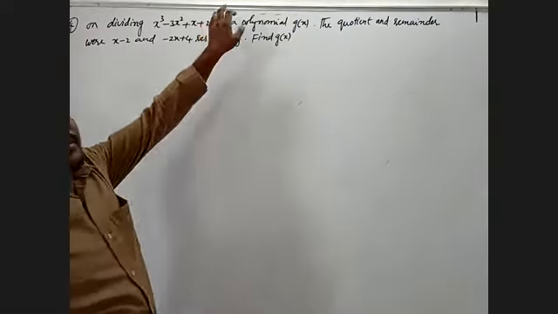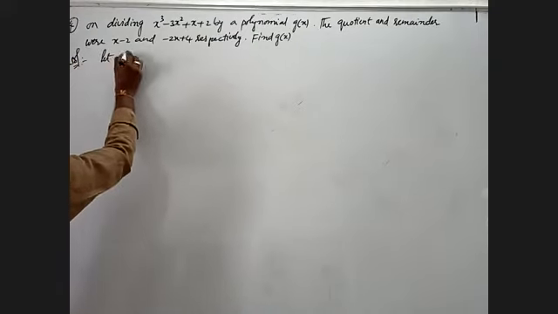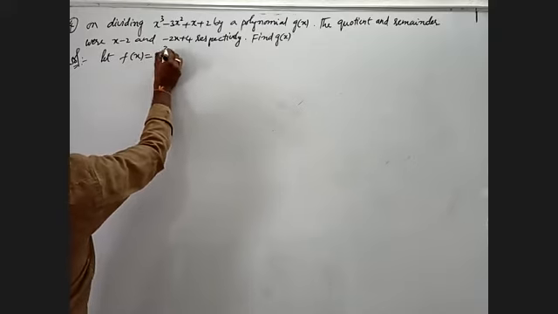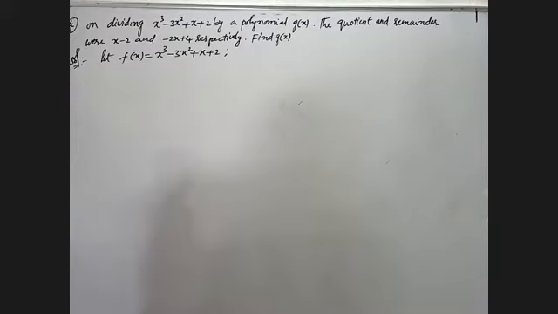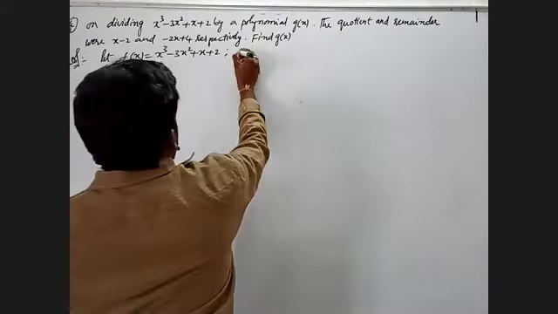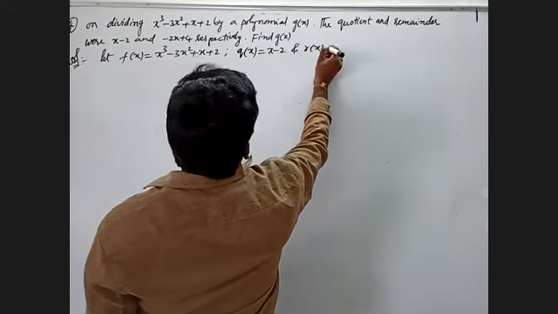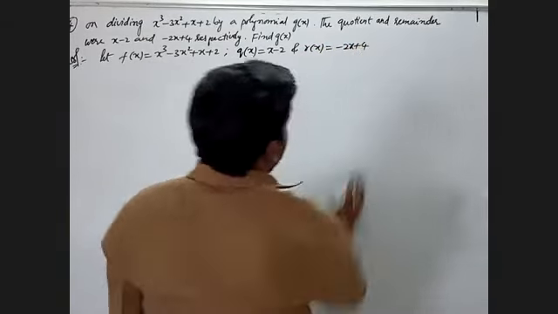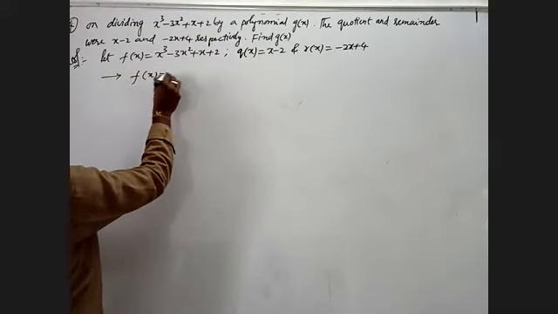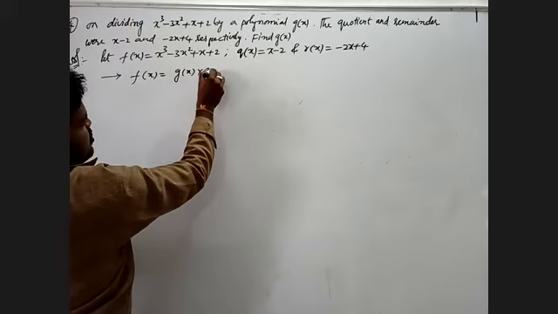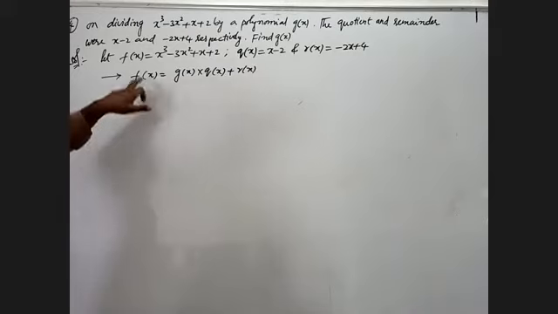Find g of x. Here the given polynomial is of the highest degree, so let us take f of x. That is, let f of x is equal to x cube minus 3x square plus x plus 2. I have to find out g of x, and the quotient is also given. That is, quotient q of x is x minus 2. Finally, you take the remainder r of x as minus 2x plus 4. We know that one formula is: dividend f of x is equal to divisor g of x into quotient q of x plus r of x.